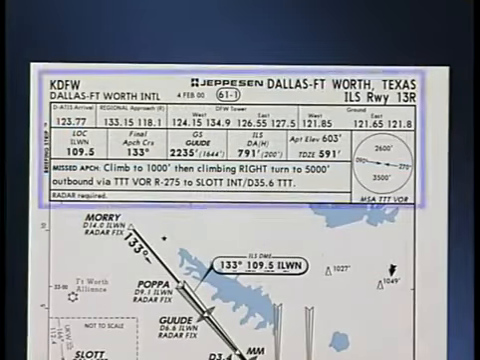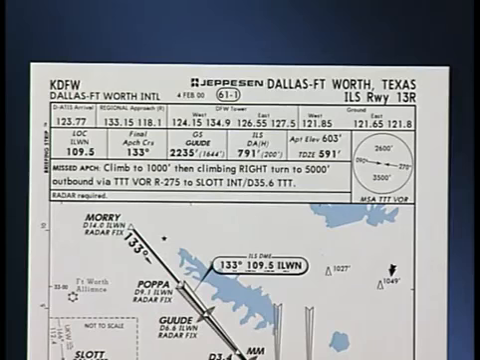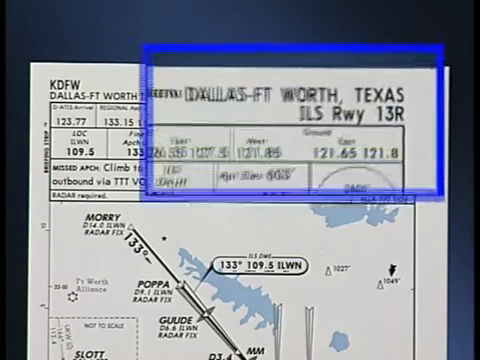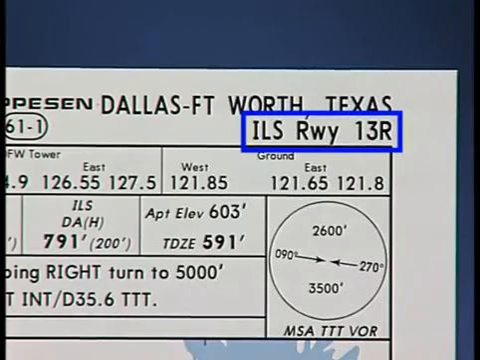Let's take a closer look at the heading portion of the chart. The information on the chart flows from right to left. On the top right side, you will find the location of the airport by city and state. All Jeppesen civil approach charts are filed alphabetically by city name within the state. The city name is shown in bold print for easy recognition. The specific procedure is noted below the city name.